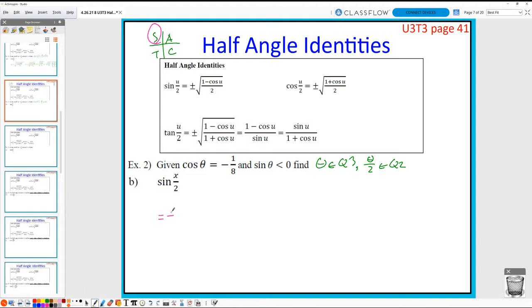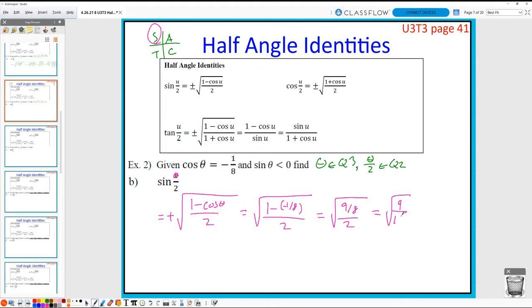I am going to choose the positive version of 1 minus cosine theta. This should be theta over 2. Again, I know my value, 1 minus negative 1/8, all over 2. So this is 9 over 8ths over 2, which is 9 over 16, and this can be reduced to 3/4.